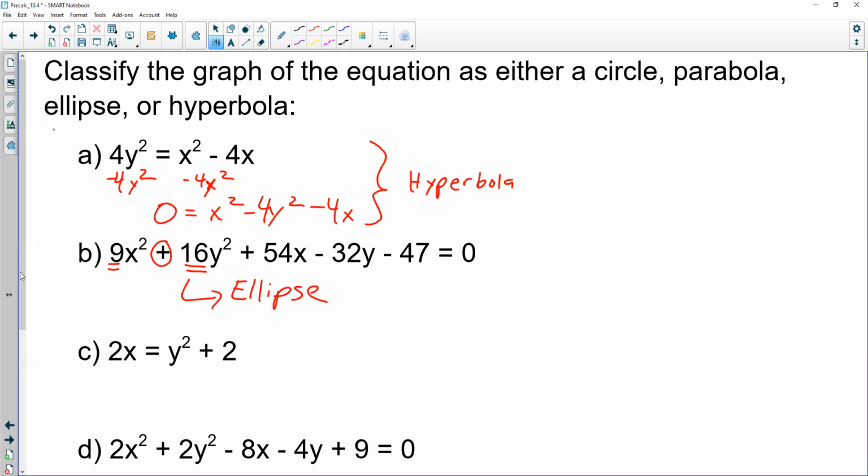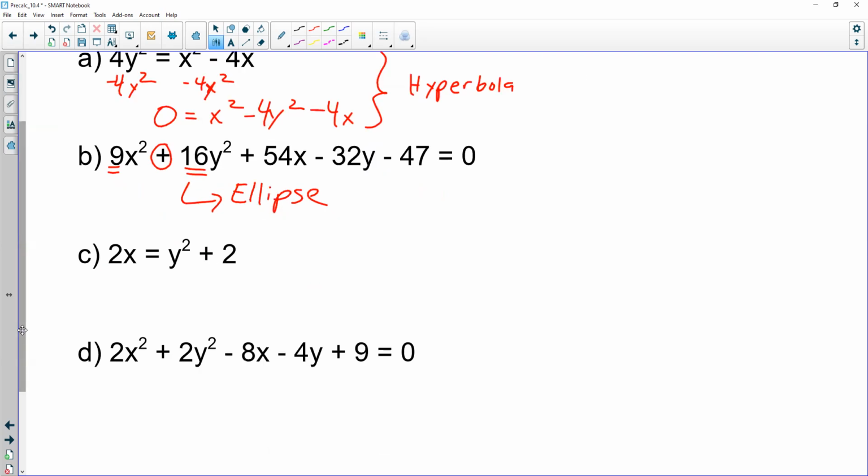If we go down to equation C, right away, this should be pretty quick and easy. Notice that the y's are squared and the x's are not. That makes it a parabola. A parabola is the only conic section with only one of the variables squared. In all of the other ones, both the x's and the y's are squared.